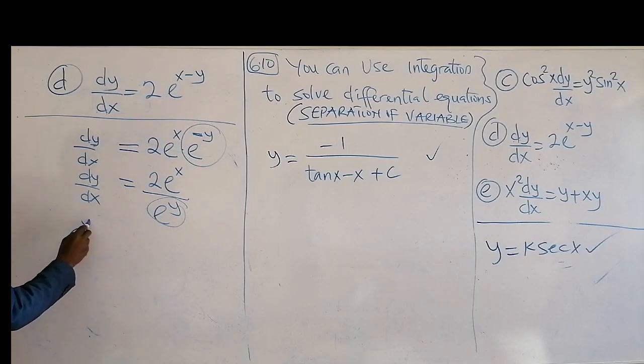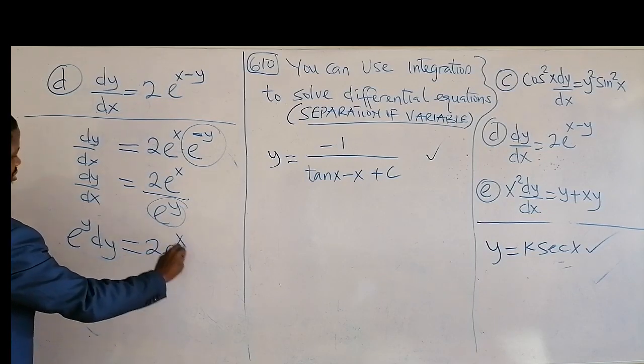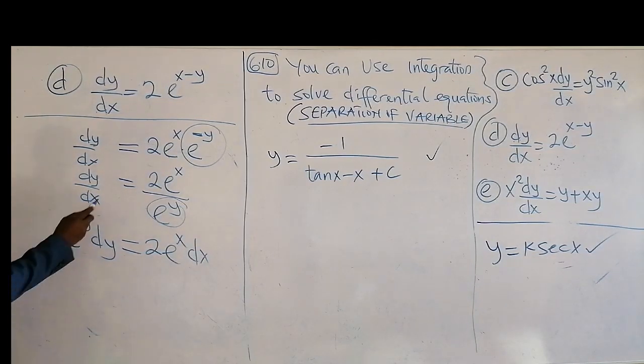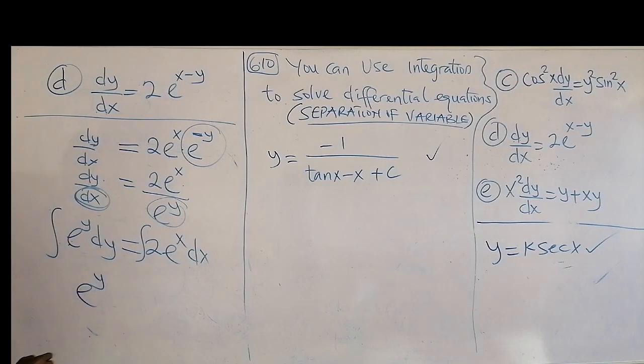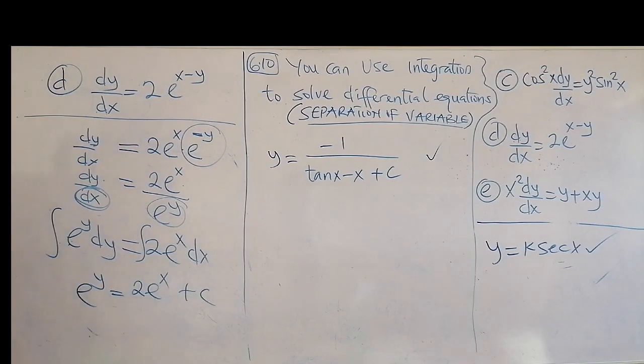So we have e^y dy. Remove this one also from here, and that will be equal to 2 e^x dx. If you want to remove this one, you just multiply through: multiply this side by dx, this side by dx. So this is what we have now. Then if you integrate, the e function is the same thing, equal to 2 e^x plus c.